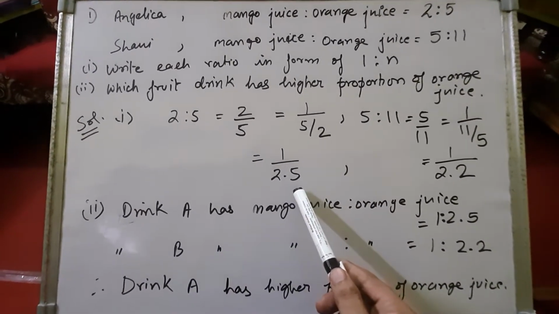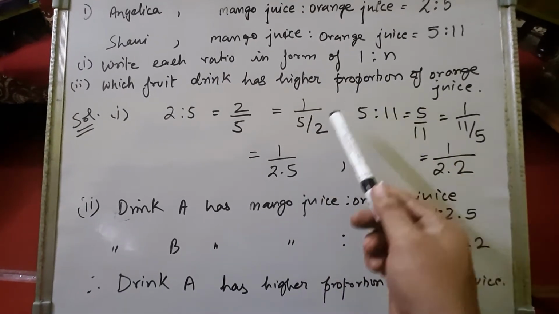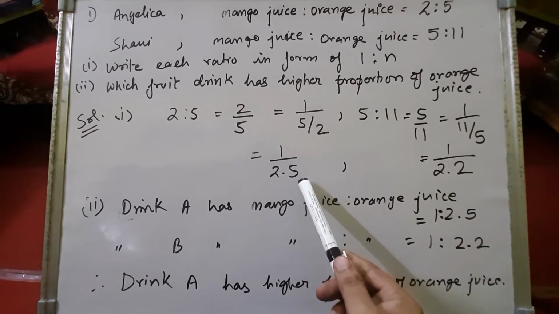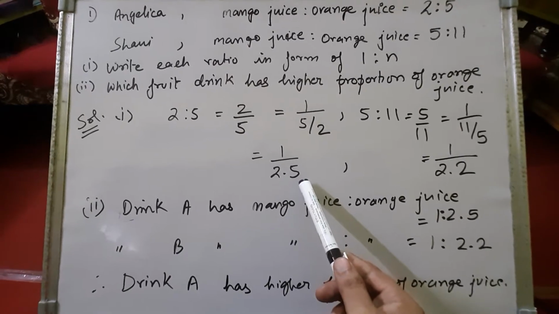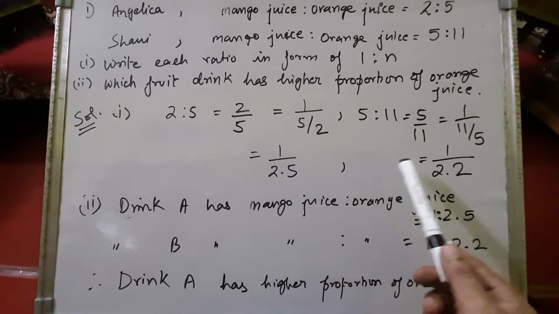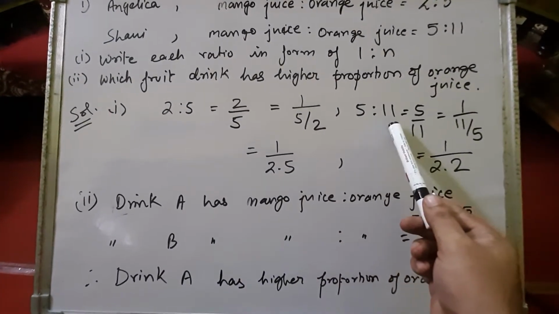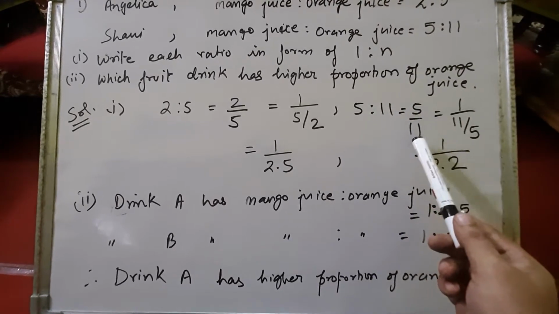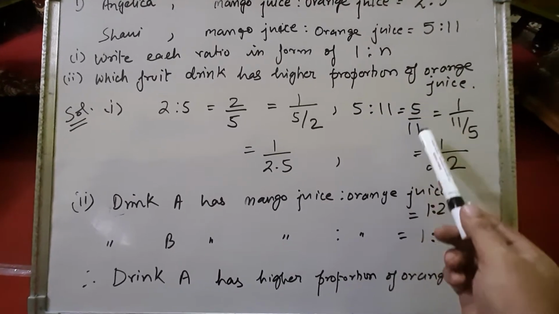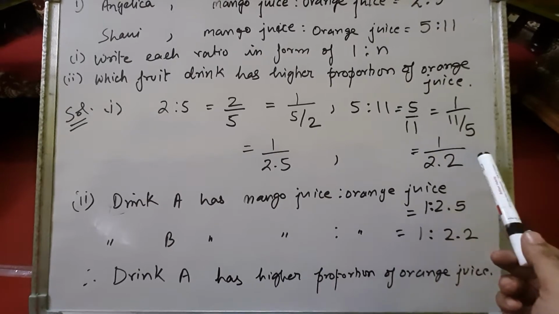So we can say that the 1:n format for drink A is 1 upon 2.5. Right. Let's see drink 2. The ratio is 5:11. Again this can be written as 5 by 11. So when we transfer this 5 to the denominator, it will become 1 upon 11 by 5.